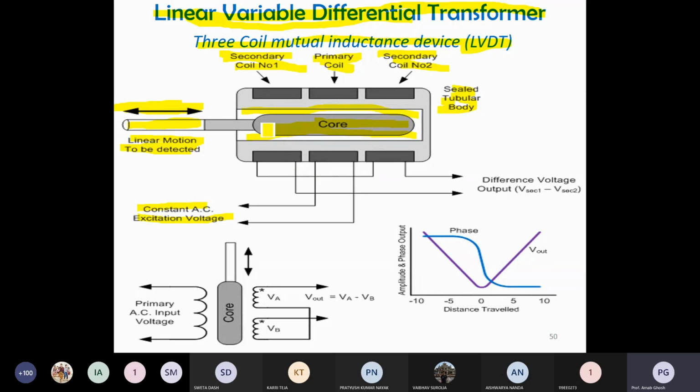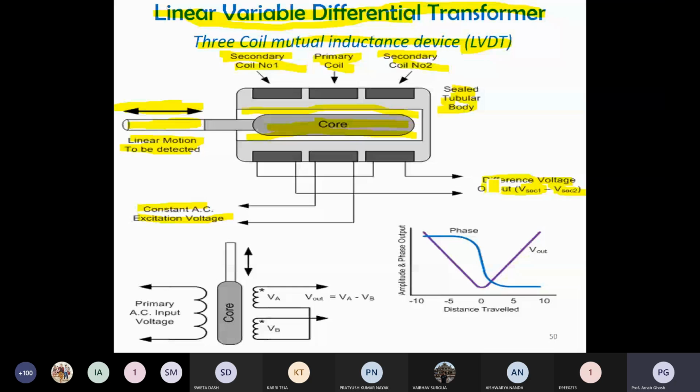Then condition number 2 is just the reverse of the first condition, meaning the core is in front of secondary coil number 2 and the primary coil, and partially covers secondary coil number 1. That is also possible. Then in both cases it is partially filled. So as per the result, you will get the difference voltage: the induced voltage in secondary coil 1 minus the induced voltage in secondary coil 2. So you will get some output voltage.